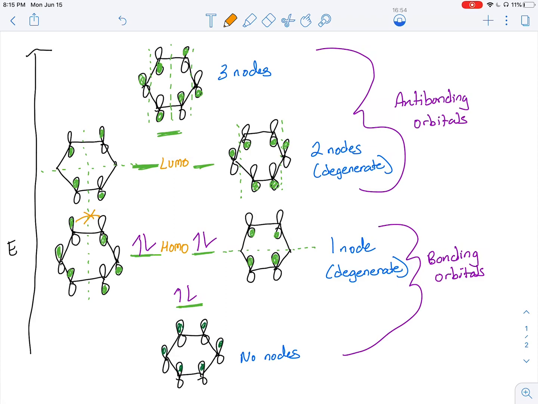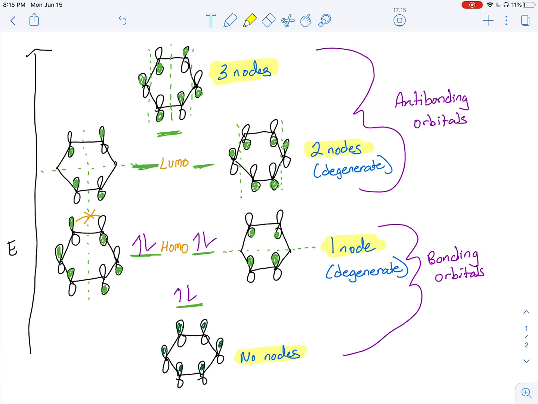So a few key things to take home from this is that as we increase in energy, notice that the number of nodes also increases. We go from 0 nodes, next energy level up 1 node, next energy level 2 nodes, and then the ultimate one here, 3 nodes. So we need to keep that in mind, right?